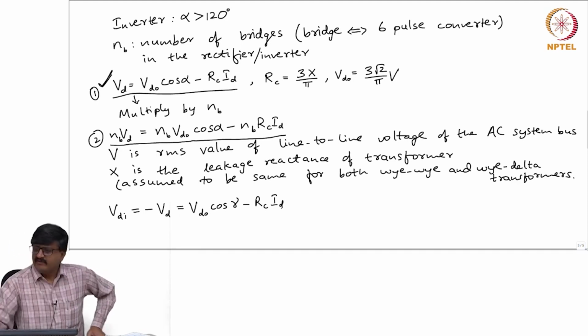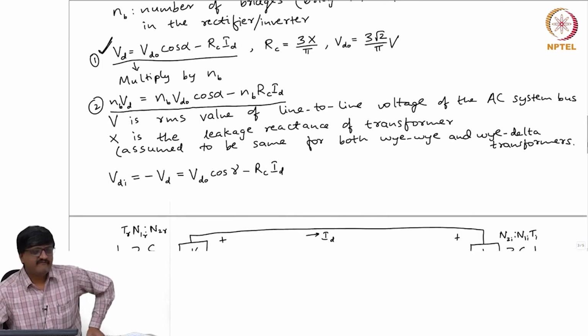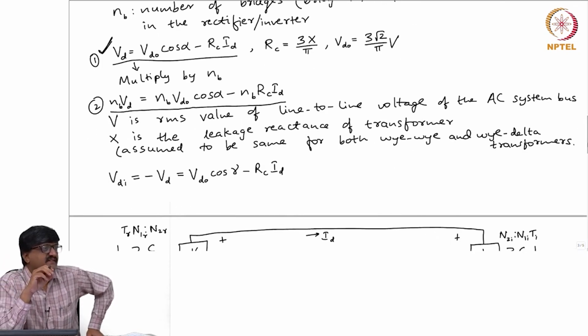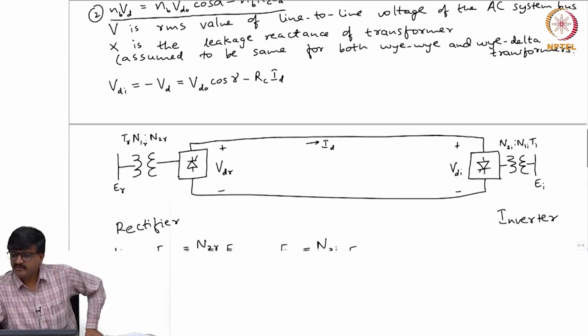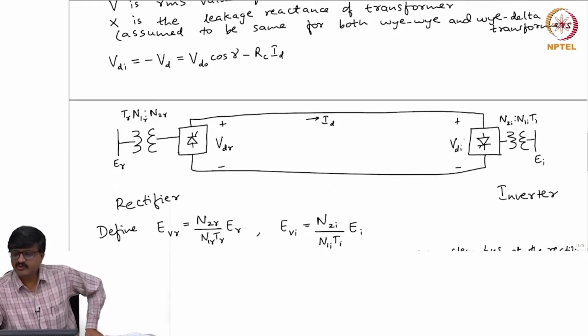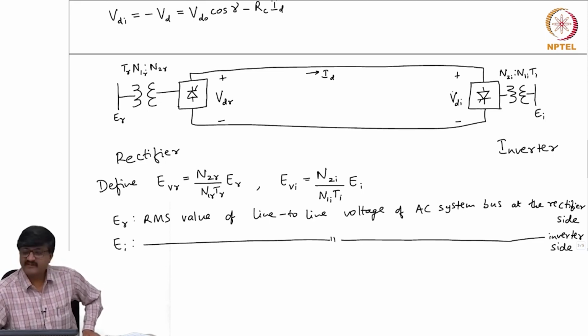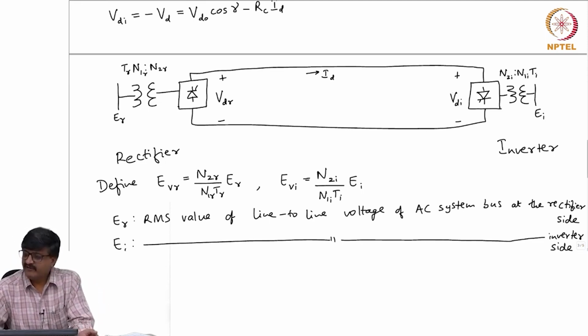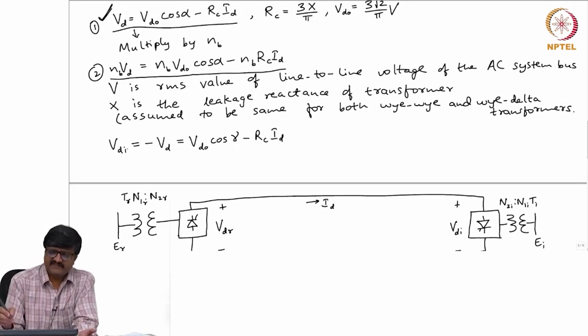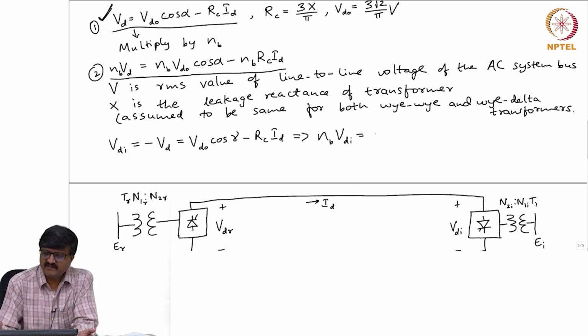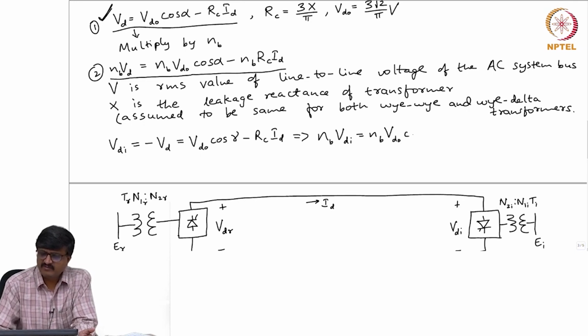Now, when it comes to the inverter, VD is negative, VDI is positive. What I have shown here, VDI in this figure, is not the usual VD; it is the negative of VD when it comes to the inverter. So, VDI is the negative of the usual DC voltage we considered for the 6 pulse LCC. If I do similar manipulations, again multiplying by NB, I get NB VDI is equal to NB VDO cos gamma minus RCID into NB.